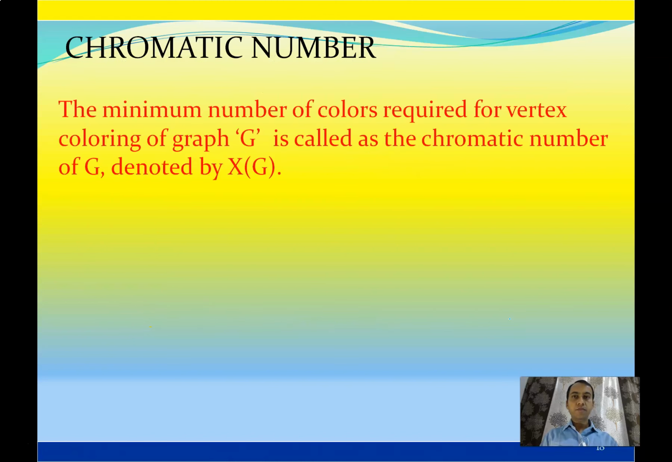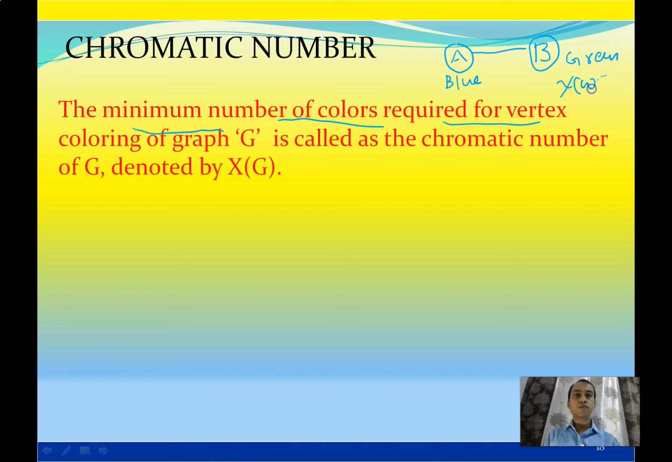The chromatic number is the minimum number of colors required to color the graph. The minimum number of colors to color the graph is called the chromatic number of a graph G. Suppose I have drawn one graph, A to B. So this is a graph. How many minimum colors are required to color this graph? Suppose we write green or blue. A is blue, then B cannot be blue. You can give any other color except blue. So suppose I am giving green. So the chromatic number of the graph is equal to 2.